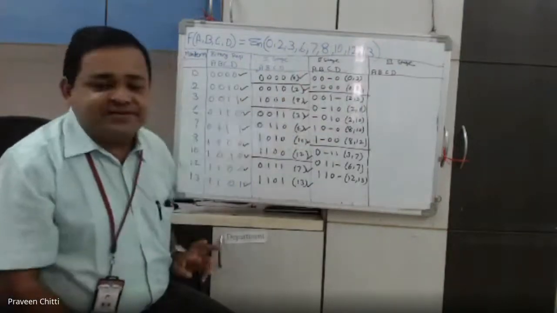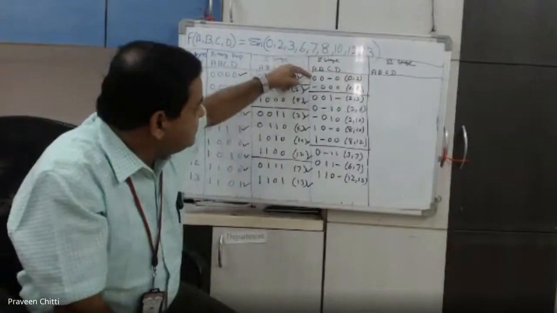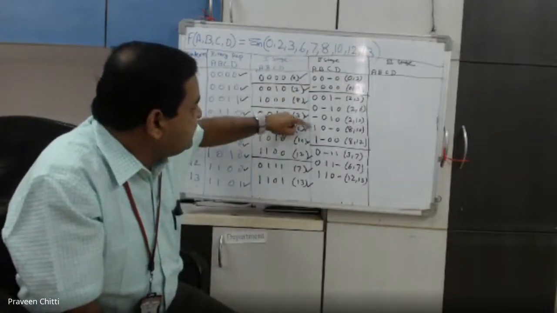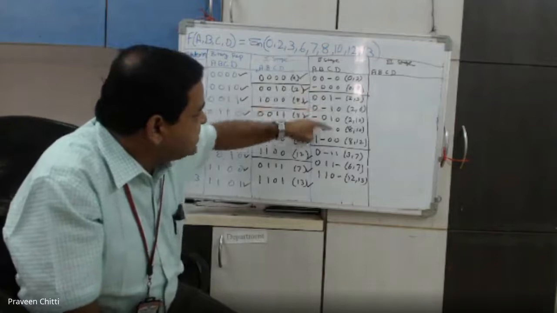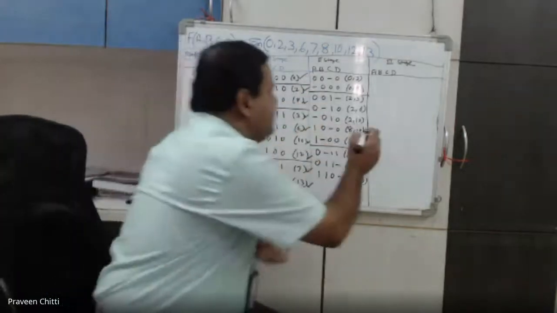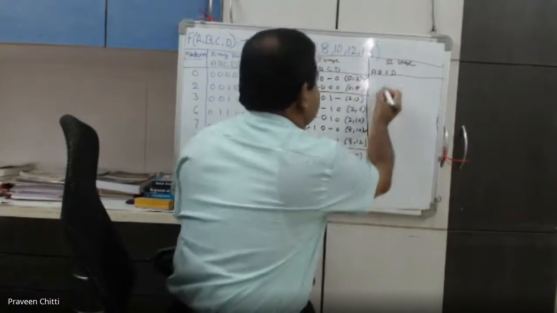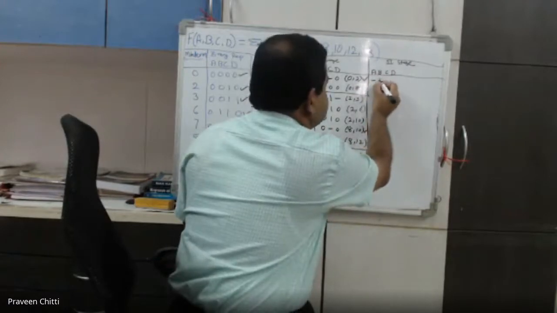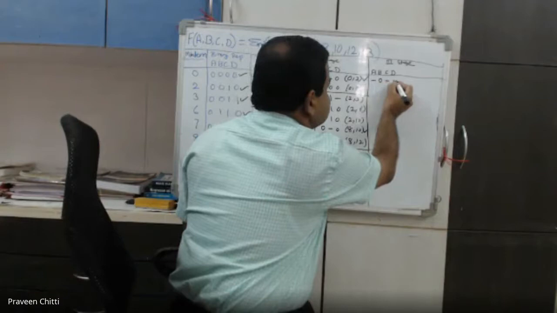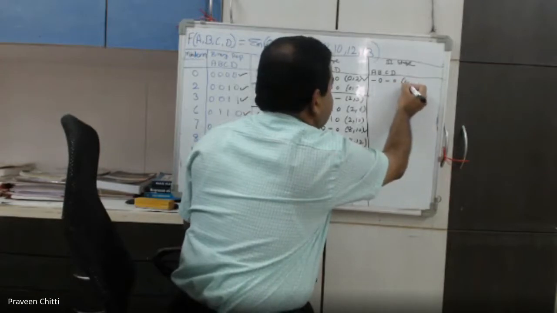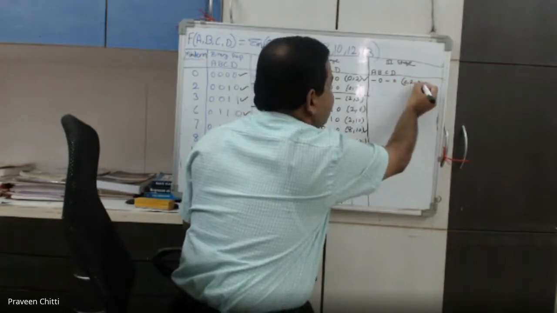Can they be combined? Here it is 0 and 1, different. 0, 0 same. Dash, dash same. 0, 0 same. So definitely I can combine 0, 2 and 8, 10. And I can write that as dash, 0, dash, 0. And I got it by combining 0, 2, 8, 10.